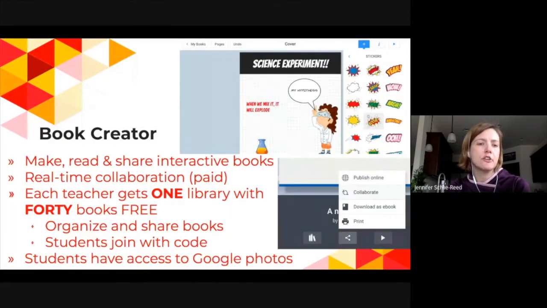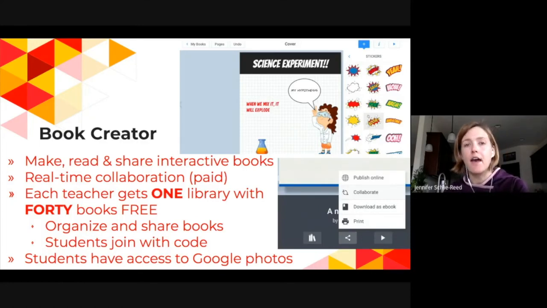You also, as a teacher, could create a library, and within your library, you get one library with 40 books for free. Essentially what that means is if you have a class of 25 to 30 kids, each student could create one book, and they'd all be housed in one location. And this is for the web app. If you don't want to use a teacher library, you also could have kids individually going online and making their own. If you're interested in Book Creator for the web, I have a tutorial of how to get that started. It's just a video that I can share with you if you're interested.